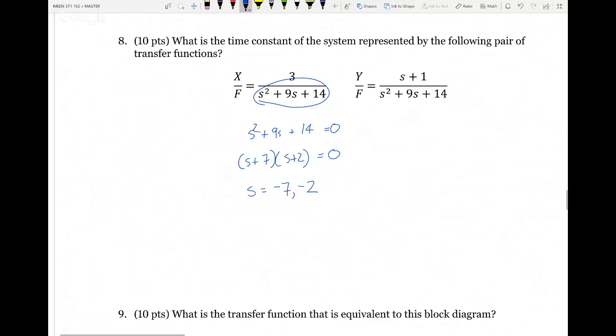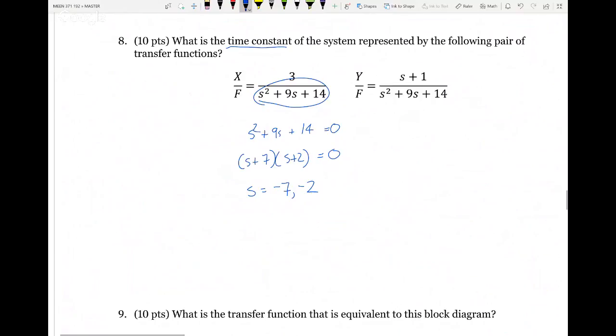Those are going to be the roots. Okay, so what we're looking for is the time constant of the system. Right? Now, since there's 2 roots and these are going to be real roots, if we were to look on the chart, we would see that with 2 distinct real roots, we end up with no decay, and it's going to be an exponential, and no oscillation, and there is going to be decay.